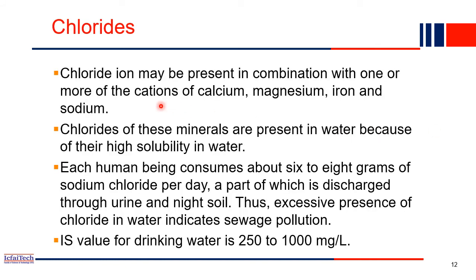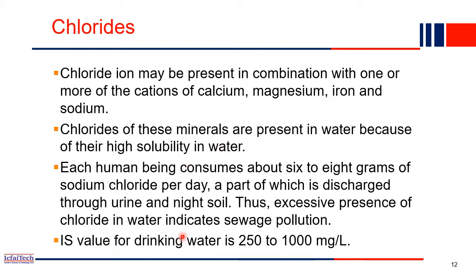The next chemical property of water is chloride. We also have to find out how much chloride ion is present in the water. Chloride may be present in combination with cations of calcium, magnesium, iron, or sodium, dissolved in the water in chloride form. Chlorides of these minerals are present in the water because of their high solubility.